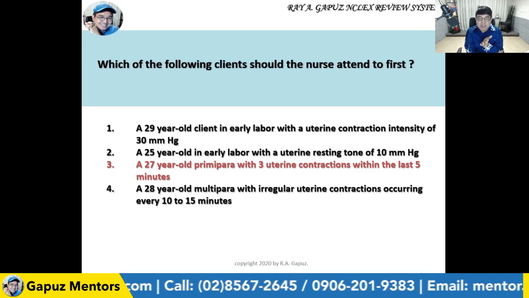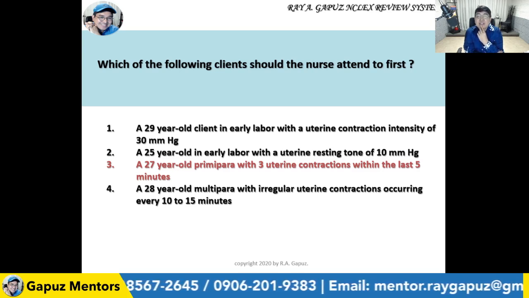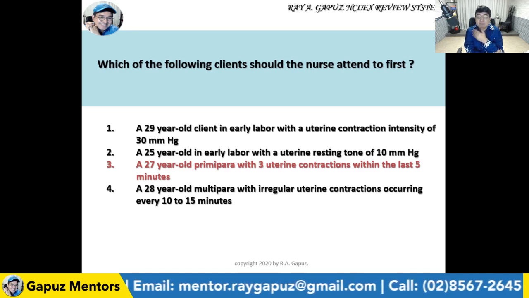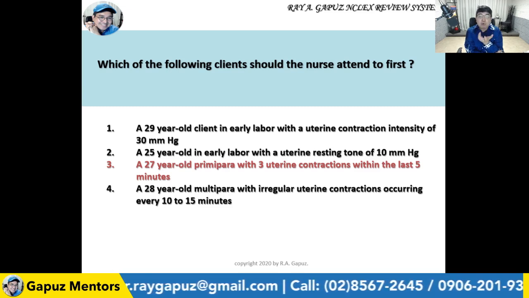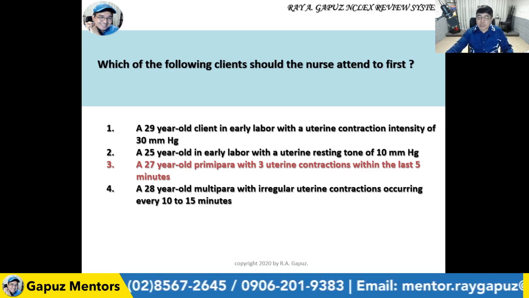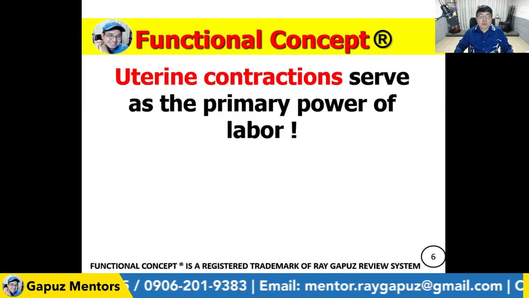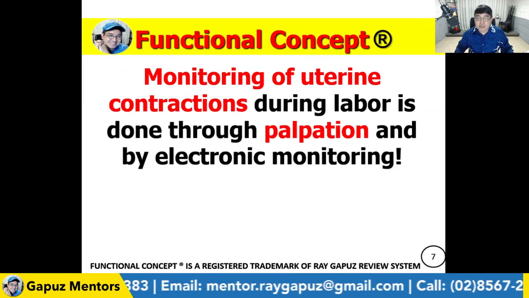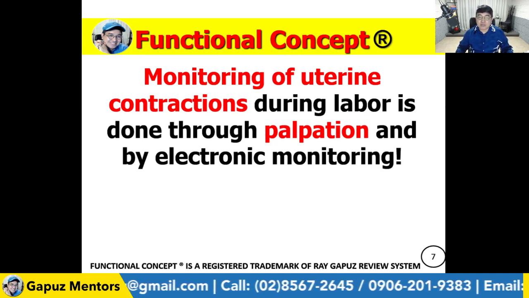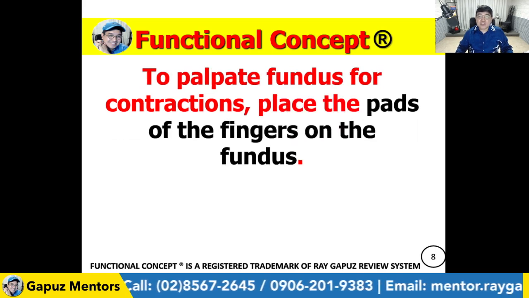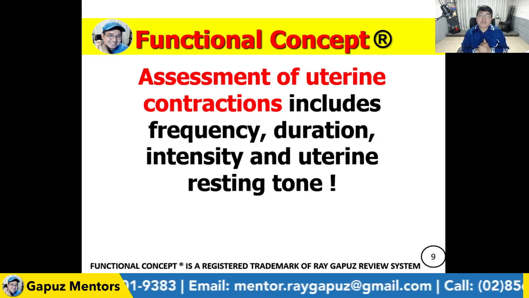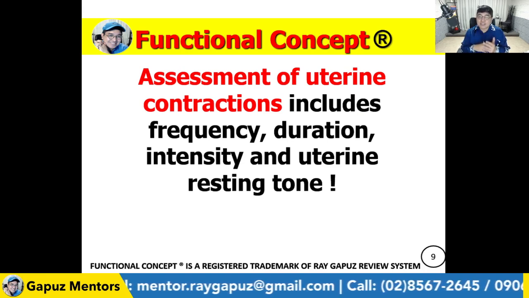We need to assess if the client has taken an herbal remedy like blue cohosh, which could potentially increase the duration of uterine contraction. What is important, therefore, is to monitor uterine contractions during labor, and this is done through palpation and by electronic monitoring. To palpate the fundus for contractions, place the pads of the fingers on the fundus. Assessment of uterine contractions includes frequency, duration, intensity, and uterine resting tone.